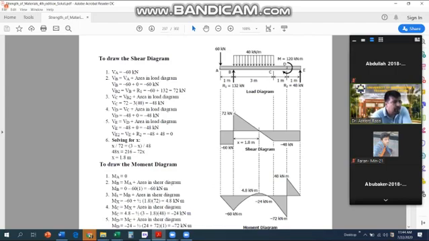So far we have these points. Between B and C, the variation: we'll find out at C, VB2 plus the change in shear, which is the change in load. That would be 40 multiplied by 3, and this will be negative load. So minus 120, so minus 48. At C, we have minus 48.